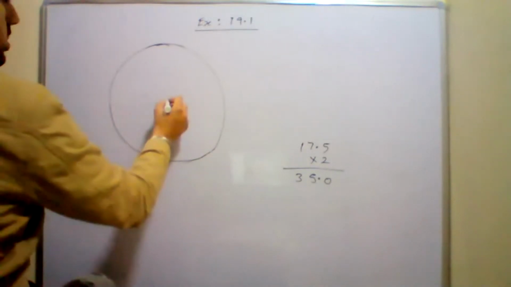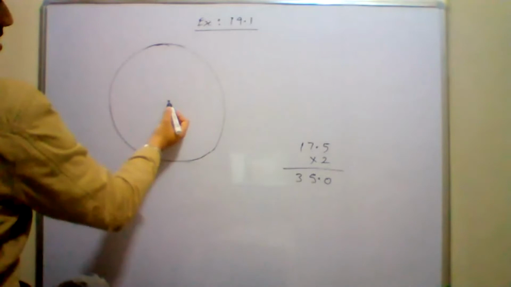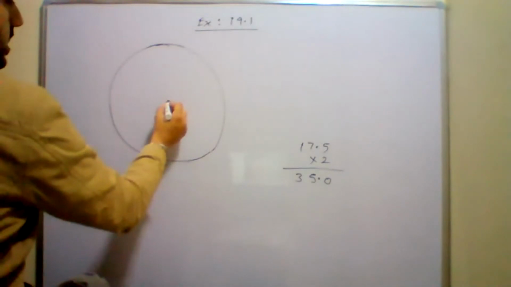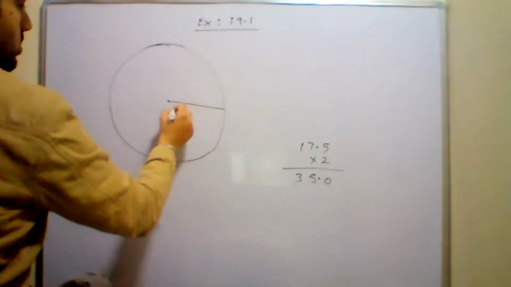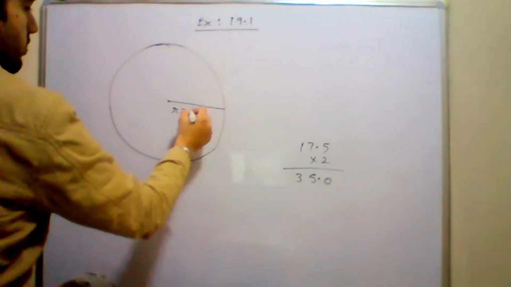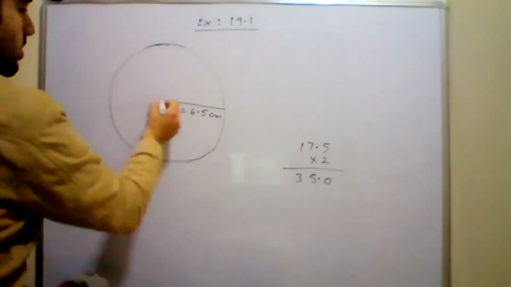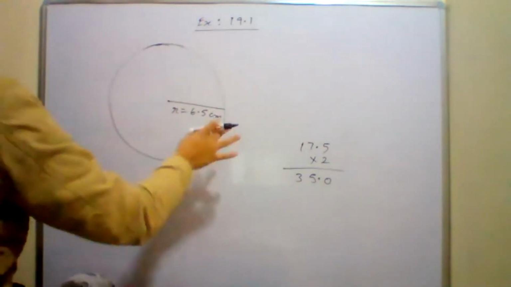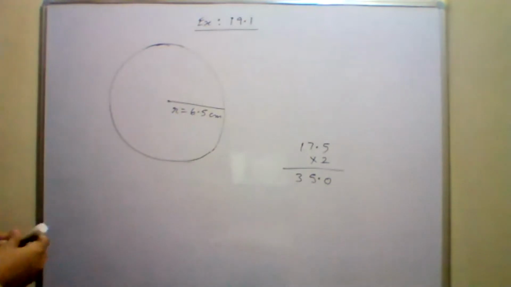Now after constructing it, you mark the center of the circle. Where you placed the compass, that is the center of the circle. And from the center you join anywhere on the circle, you will get the radius of the circle. This will be r equals 6.5 centimeters. You can measure it, it will be 6.5. And if you measure the diameter, it will be 13 centimeters. Okay. Clear? Yes, sir. Clear.